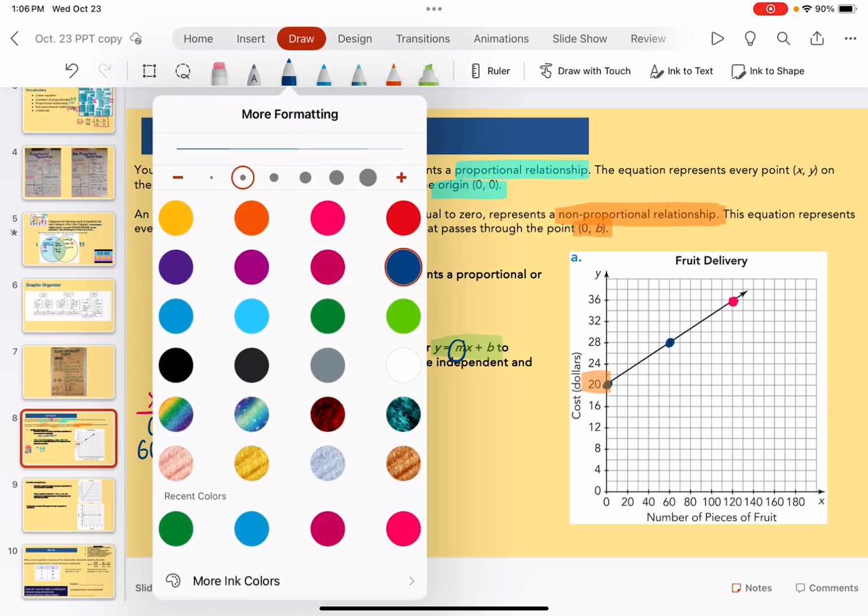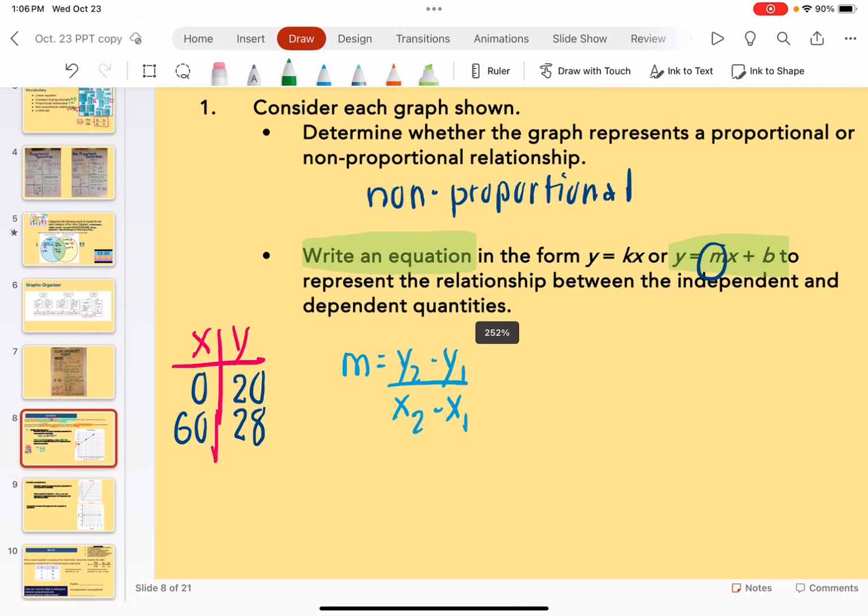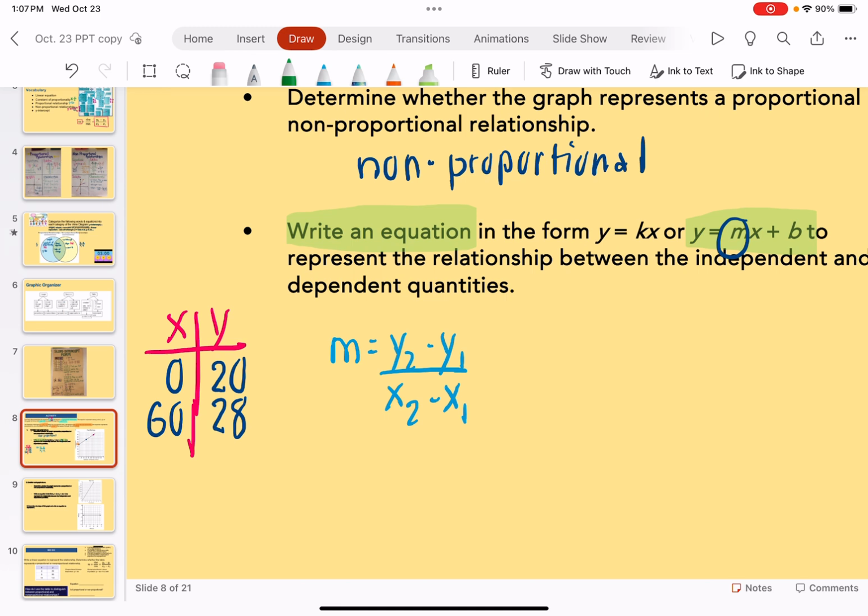And to solve for the slope, I'm going to have to label this table. So the 0 is going to be my x1, the 20 is going to be my y1, the 60 is going to be my x2, the 28 is going to be my y2. And so for here, I'm going to plug in the y2 minus y1. So I'm plugging in the 28 minus the 20, and then the 60 minus the 0. So now I have some subtraction and some division to do. So 28 minus 20 is 8. 60 minus 0 is 60. So I have 8 over 60.